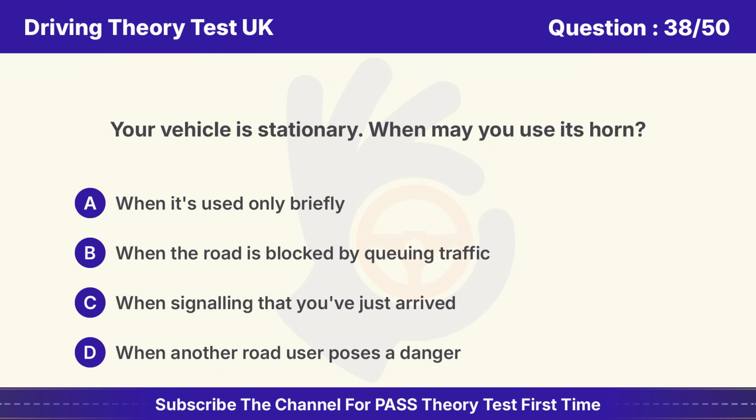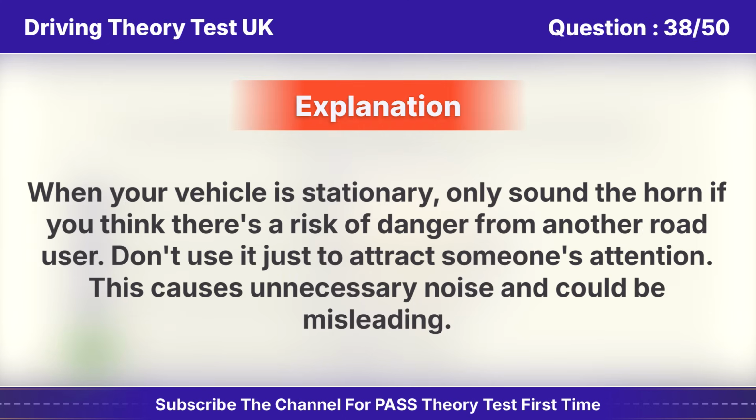Question 38. Your vehicle is stationary. When may you use its horn? Answer is D. When another road user poses a danger. When your vehicle is stationary, only sound the horn if you think there's a risk of danger from another road user. Don't use it just to attract someone's attention. This causes unnecessary noise and could be misleading.